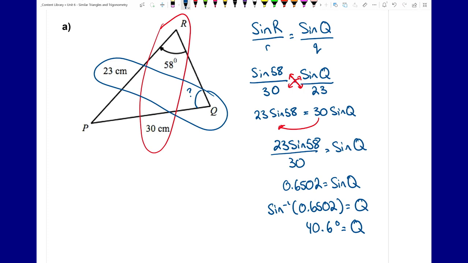So it's very similar to our previous lesson where we had to solve for a missing side. We're cross multiplying, we're bringing something over to the other side and dividing. The only difference here is this inverse. So this whole step here is different from the last lesson. And that's the difference between finding a side length and finding an angle using the sine law.